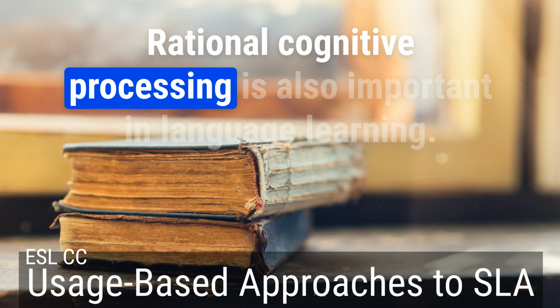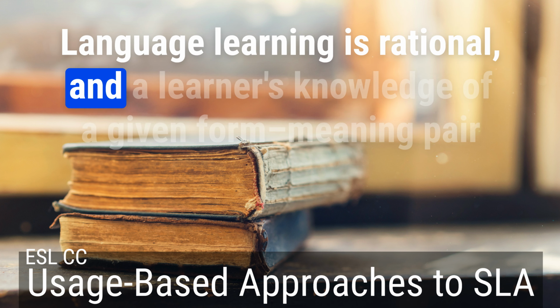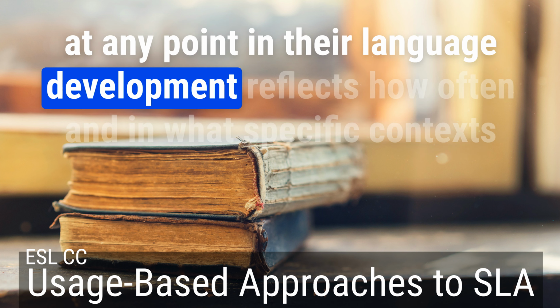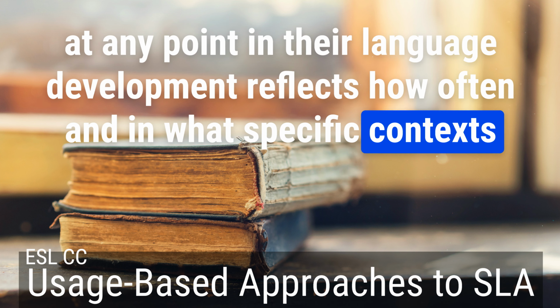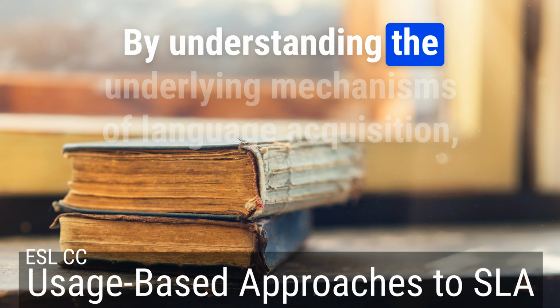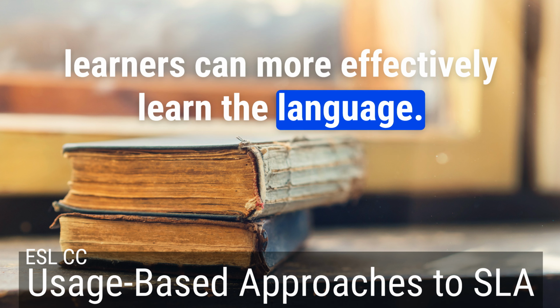Rational cognitive processing is also important in language learning. Language learning is rational, and a learner's knowledge of a given form, meaning pair at any point in their language development reflects how often and in what specific contexts the learner has encountered that form, meaning pair. By understanding the underlying mechanisms of language acquisition, learners can more effectively learn the language.